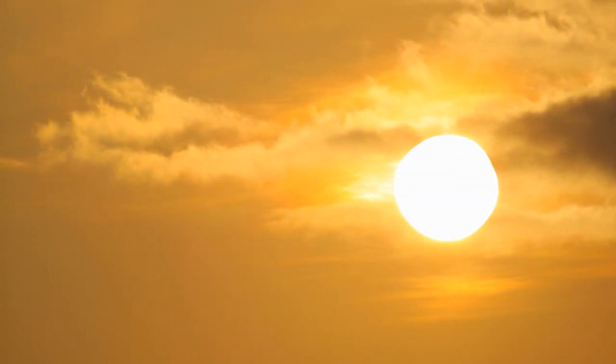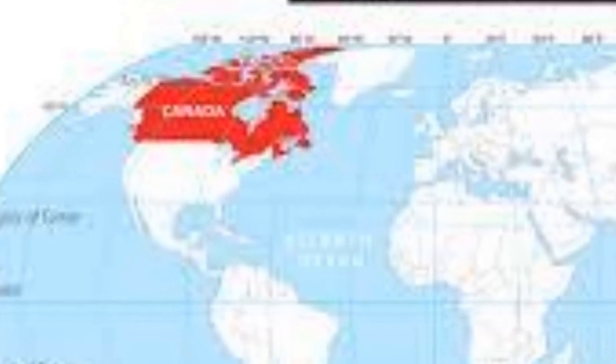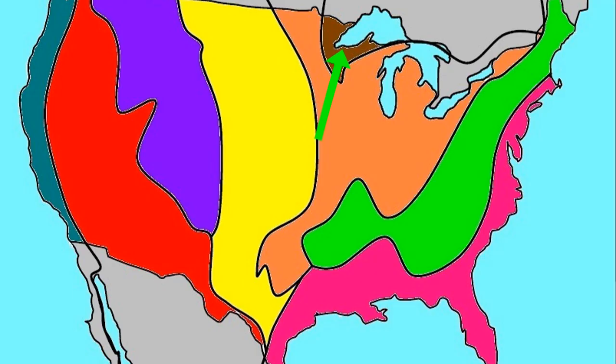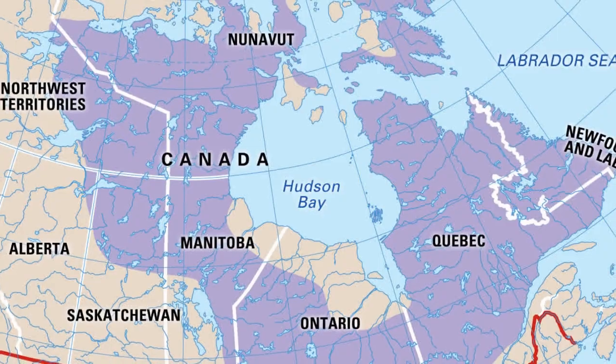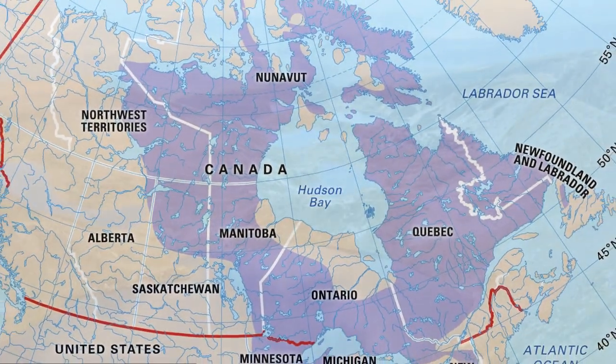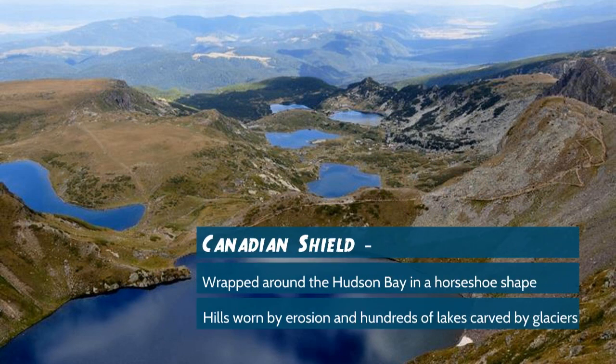Are we at the 8th region already? Okay. If you know where Canada is, you can easily find the Canadian Shield. I'd never heard of the Canadian Shield either before I became a teacher. Don't worry about it. This map only shows a little bit of the Canadian Shield. It actually stretches way up into Canada. It's described as being wrapped around the Hudson Bay in a horseshoe shape. It has hills worn by erosion and hundreds of glacier-carved lakes.